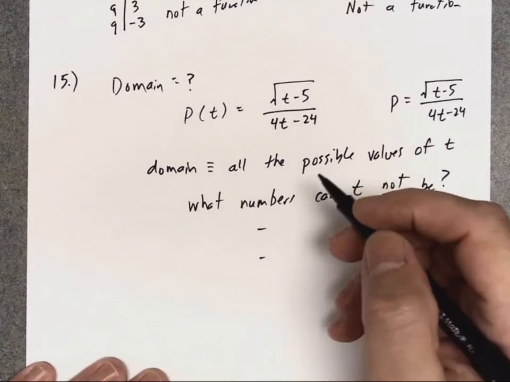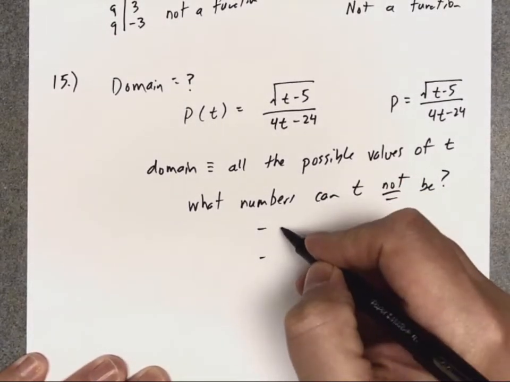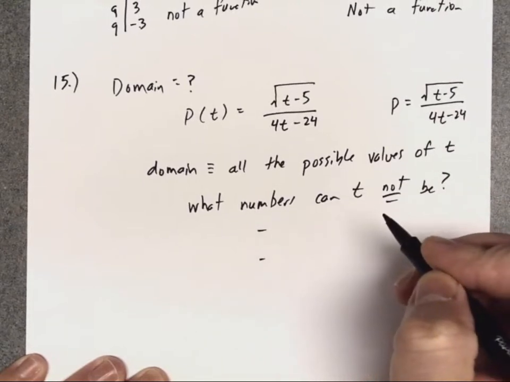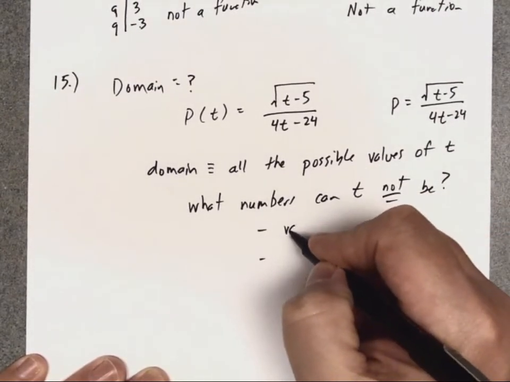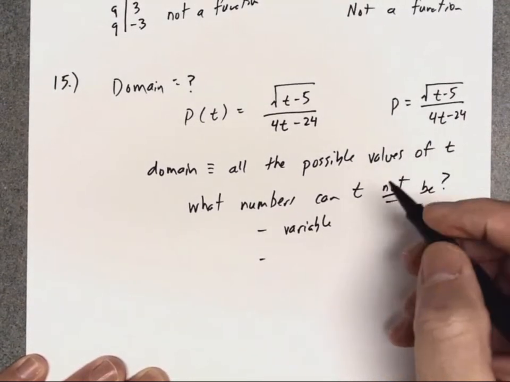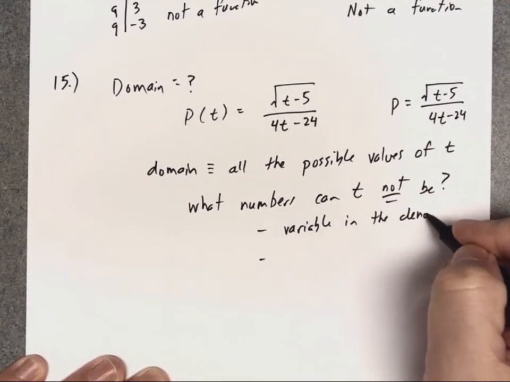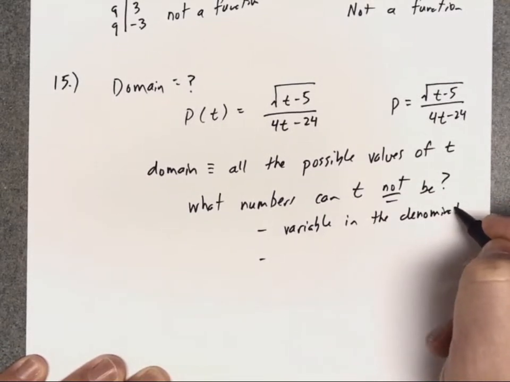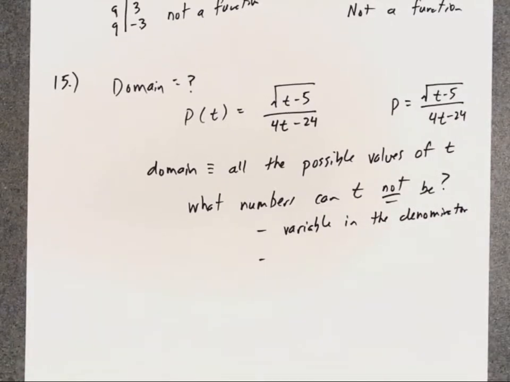And the first one is, T's my variable, so let me just write here, if I ever have an equation and I'm looking for the domain, if I ever have a variable in the denominator of a fraction, then that's a case where I'm going to have some numbers that are going to cause me a problem.